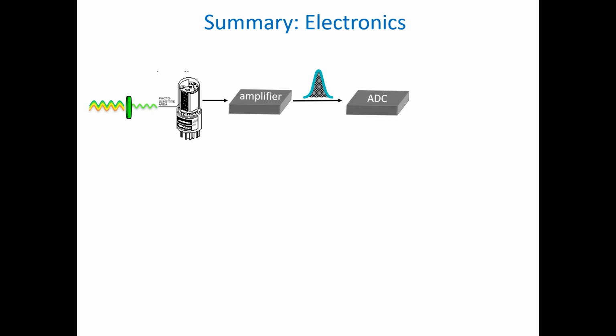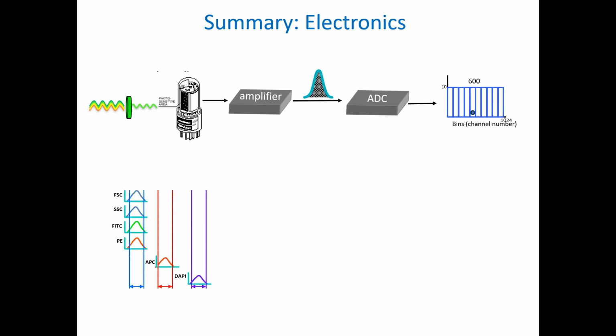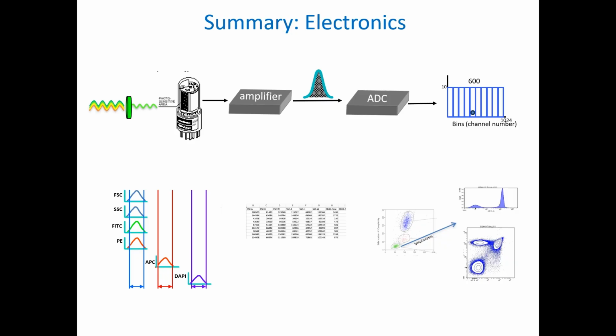The voltage pulse is digitized to a channel number, and that number is saved into a data file, cell by cell, with a value for every detector, and the data can then be analyzed for identification and statistics on subpopulations of interest.